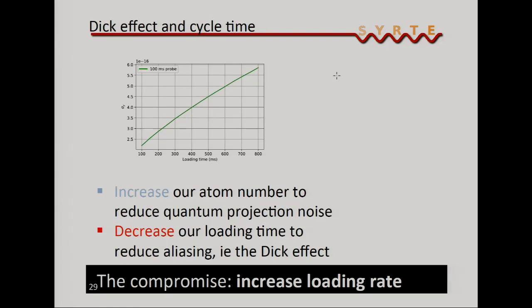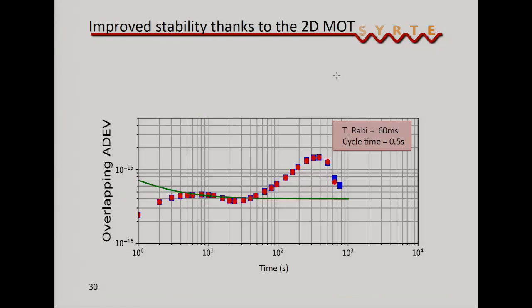To see the effects of our 2D MOT: it allowed us to increase the number of atoms. It was possible for us to decrease the cycle time, and the compromise that we chose was to increase the loading rate. The consequence on the stability was this one. So just to remind you, the uncertainty budget was taken with the 4 times 10 to the minus 15 stability. And here you can see a stability that is probably below 7 times 10 to the minus 16.